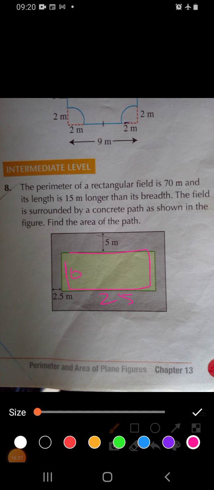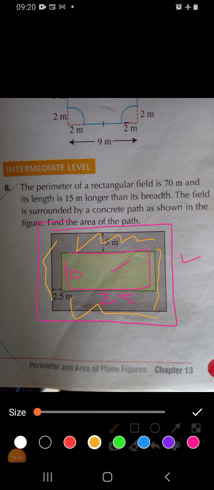Now we have to first of all find the area of this rectangular field, and then we have to find the area of this bigger rectangle, which is actually the boundary of the concrete pathway surrounding this. So if we find the area of this small rectangle and this big rectangle, then we can find the area of that concrete path by subtracting the area of the smaller rectangle from the area of the bigger rectangle. Fine. Let's do this.